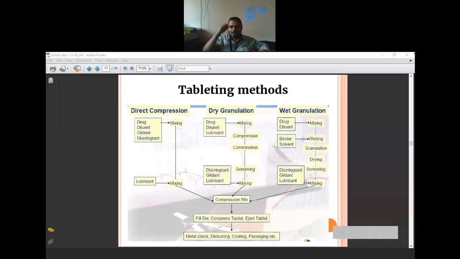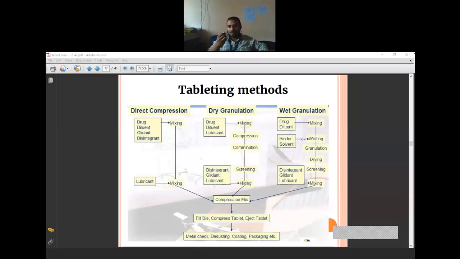Again, we are adding the disintegrant, glidant, and lubricant. Again, we are mixing. Mixing here is called blending. After blending, the compression process is the same. We give the mix to the compression machine, fill the die, compress the tablet, and eject the tablet.